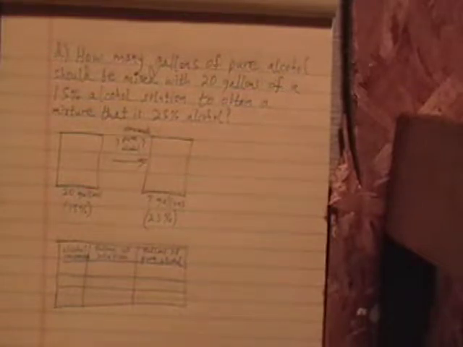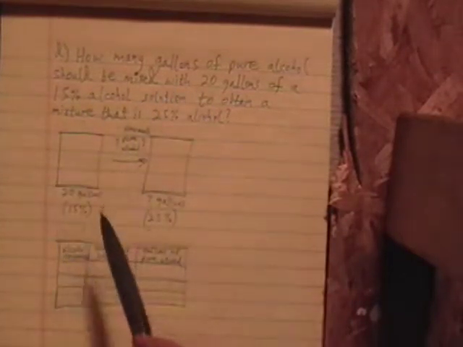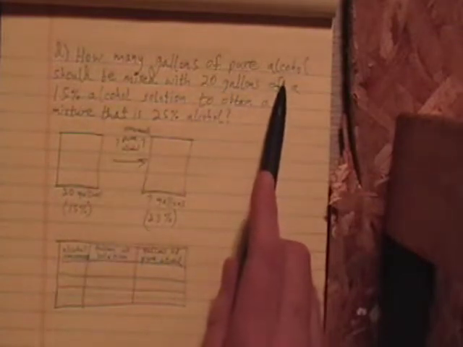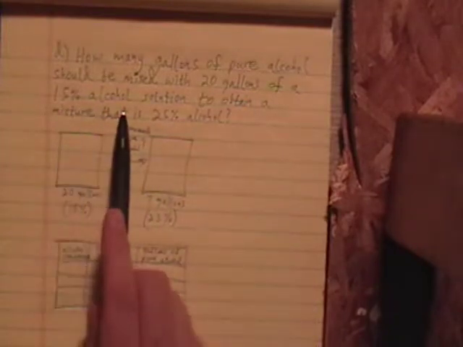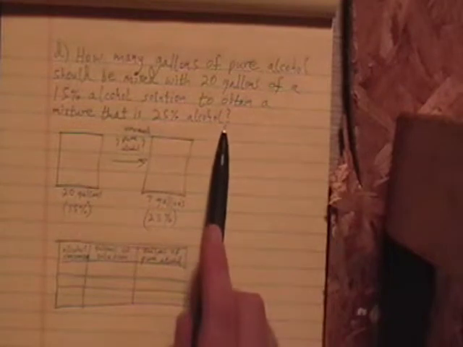Okay guys, so here's another type of problem. Here's the question. I call this a mixture problem. It says, how many gallons of pure alcohol should be mixed with 20 gallons of a 15% alcohol solution to obtain a mixture that is 25% alcohol?